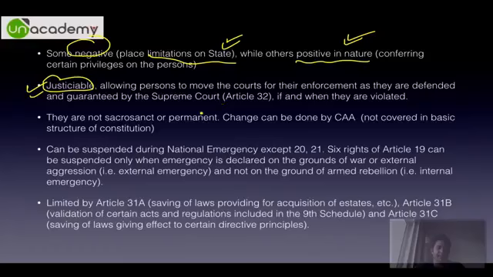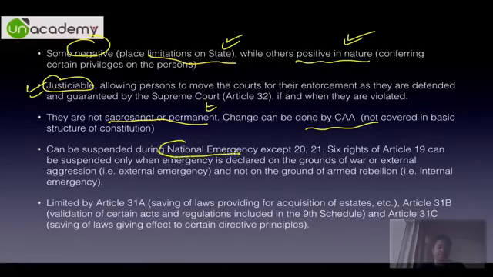I'll come to it later. They are not sacrosanct and permanent. Various amendments have happened recently. Cooperatives were also introduced in the fundamental rights, article 19. So as recently as 2 years ago there was an amendment in fundamental rights. Change can be done by constitutional amendment acts, because fundamental rights themselves are not part of the basic structure of the constitution. Their soul is part of the constitution, but individual rights can be amended.